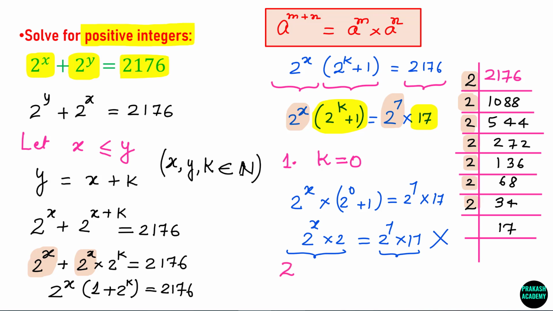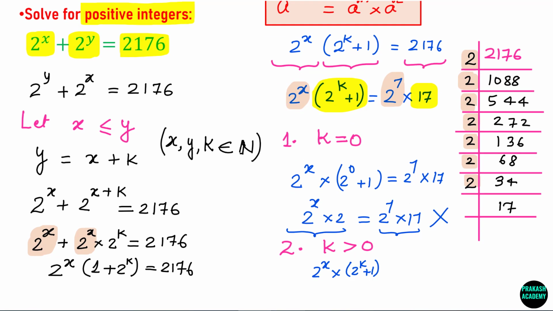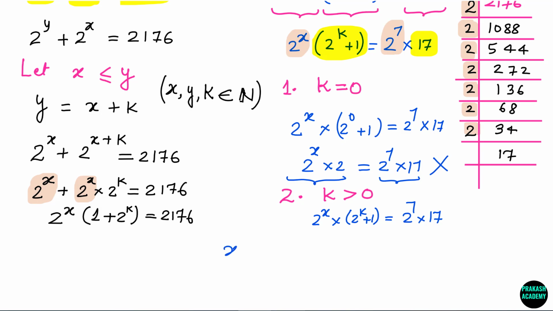Now the second case, k can be any number but greater than 0. In that case what will happen? You can simply compare the parity. Then 2 to the power x into 2 to the power k plus 1 is equal to 2176, which is equal to 2 to the power 7 into 17. This means now if I compare the parity, I can say x is equal to 7.